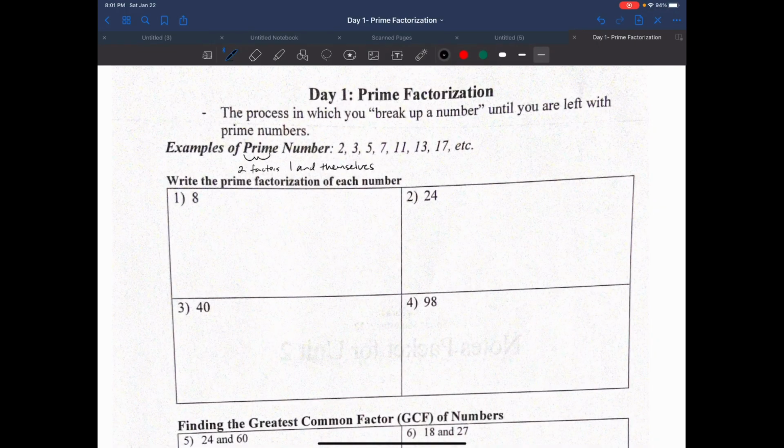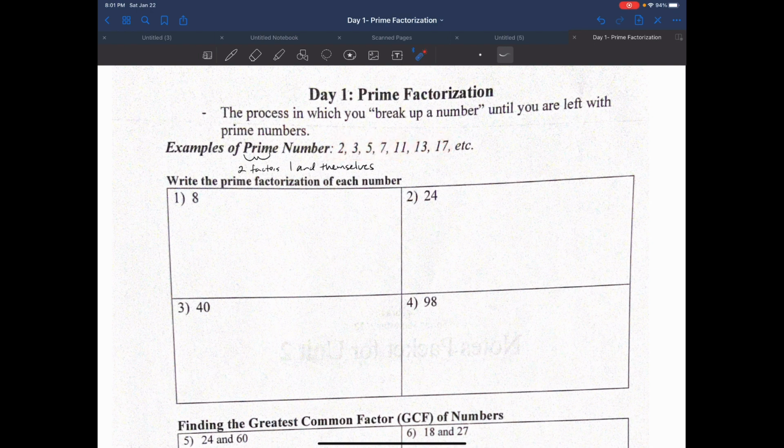Hi everyone, today we're going to be talking about prime factorization. Now, prime factorization is the process in which you break up a number until you are left with prime numbers. So examples of prime numbers are 2, 3, 5, 7, 11, 13, and 17.